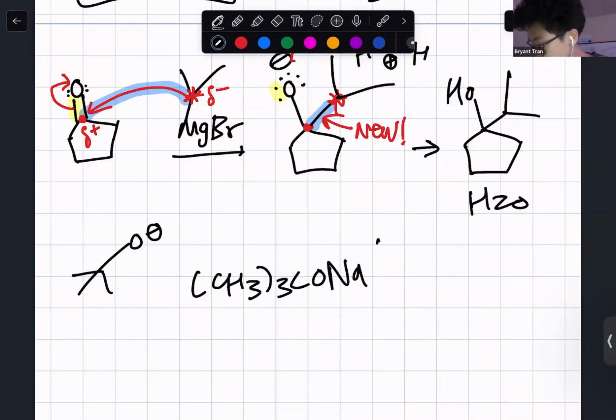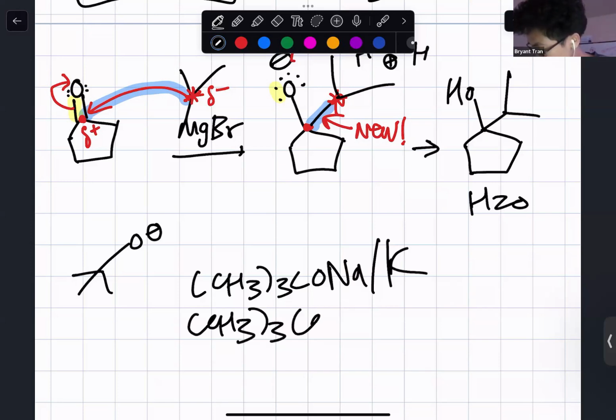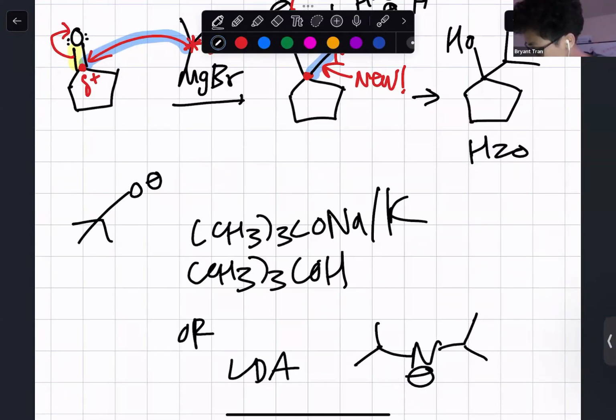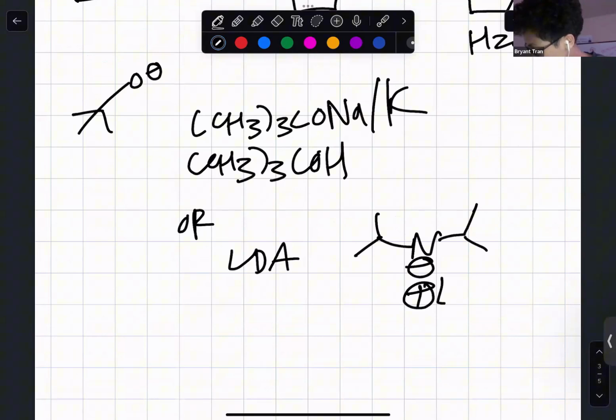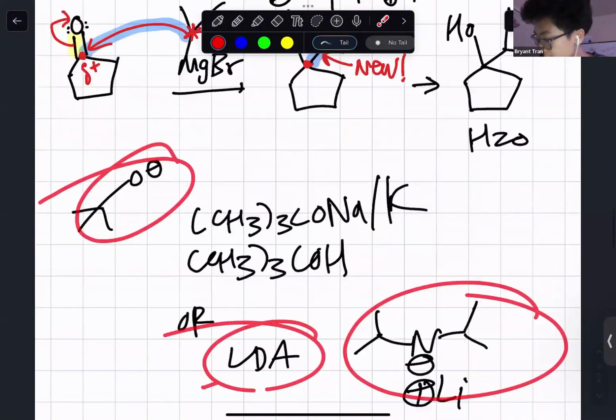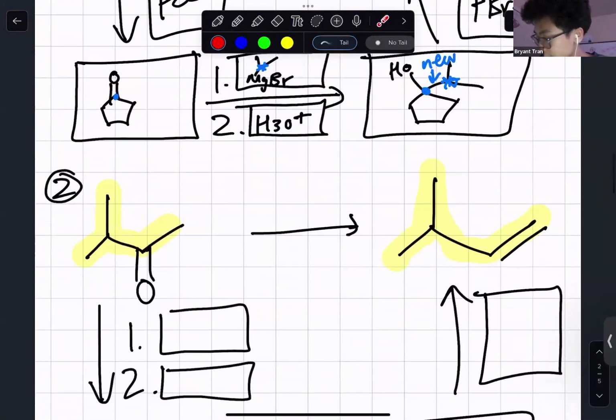You can see Na or K with its solvent. Or you can see LDA, right, which looks like that. Right, but you probably won't get this. You probably just get something like LDA or tert-butoxide. Those bulky bases will create the less substituted alkene.